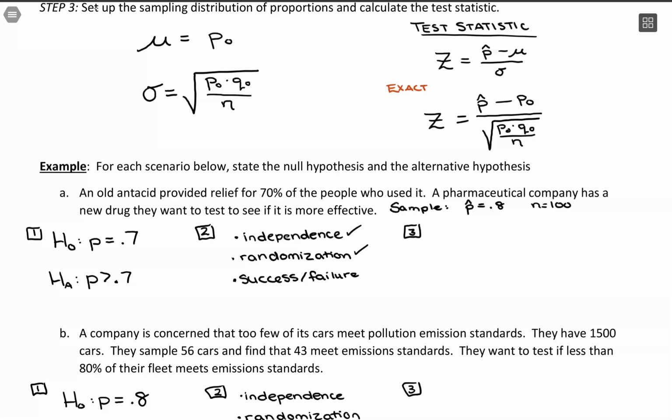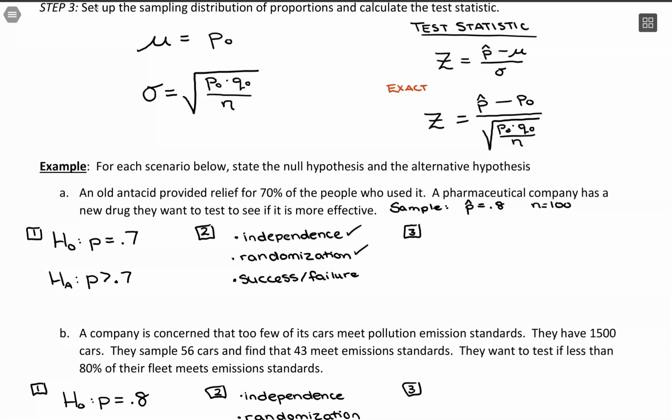And something I did here is I just kind of made up a sample. So let's say in testing the new drug, they saw 80% of the people felt relief when they used it out of a sample of 100. So I just made up those values so that we'd have some numbers to plug in here.